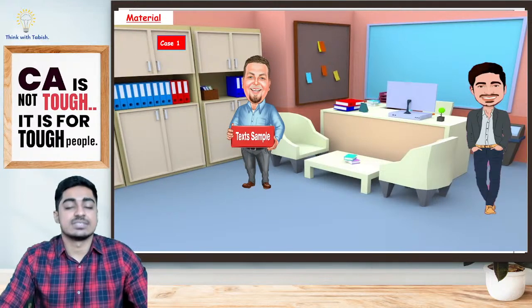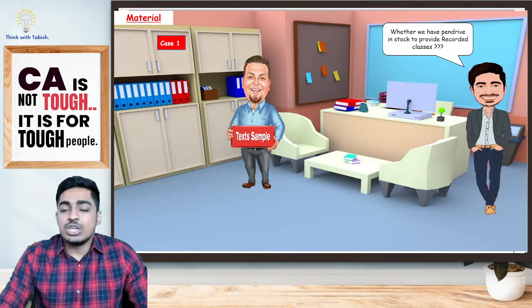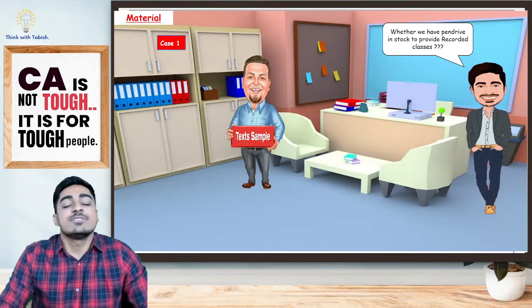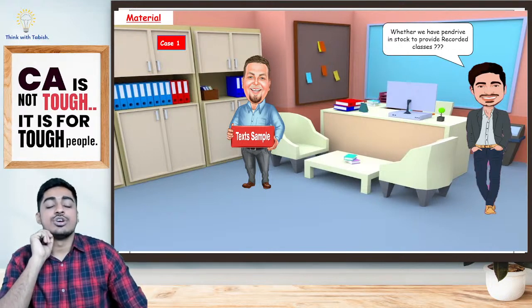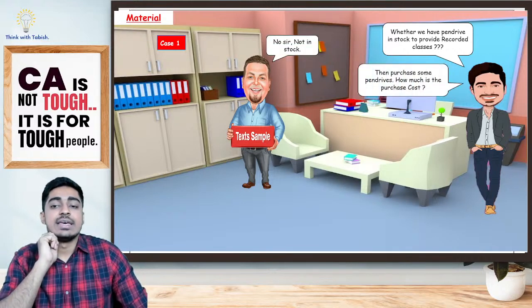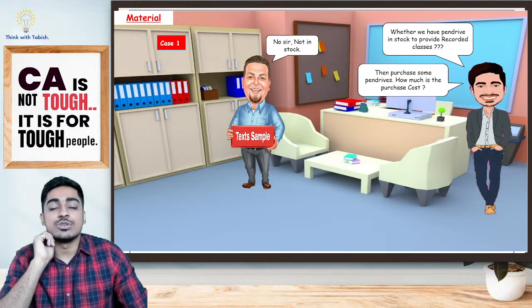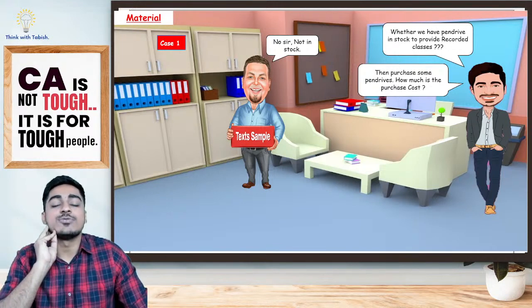Firstly, I am looking at material. Yes, what all material I want. Firstly, if I'm giving pen drive classes, I want the pen drive. Okay, so I'm looking at the pen drive cost, material cost. What is the relevant? Firstly, is it relevant or not? If it is relevant, how much is relevant? First case, I call my employee. Yes. So employee, I ask, to give pen drive classes, do we have pen drives in stock? Yes, I'm planning to give CA final classes through pen drive. Yes, do we have pen drives in stock? He tells, no boss, we don't have pen drive in stock. So I tell, yes. Then purchase. We are planning to give classes through pen drive. Purchase the pen drive. How much is the cost for one pen drive? He tells, for one pen drive, it is 500 rupees.